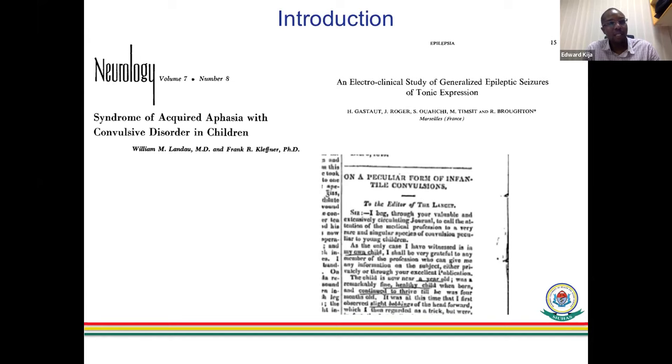In the 1960s, again, the same term epileptic encephalopathy was used, this time by the famous neurologists Dr. William Landau and Dr. Frank Kleffner, who described language regression and epilepsy in a cohort of children. And they also coined the term epileptic encephalopathies. The hypothesis during this time was that the seizures and the interictal epileptiform discharges could be contributing to the cognitive and behavioral regression noted in these children who had West syndrome, the later Lennox-Gastaut syndrome, as well as Landau-Kleffner syndrome.